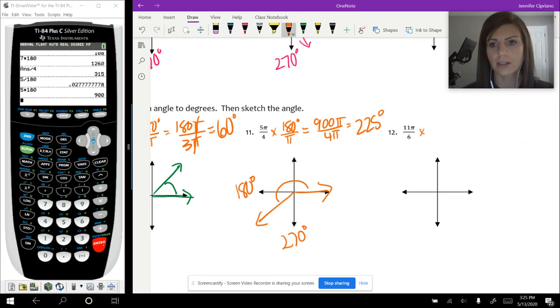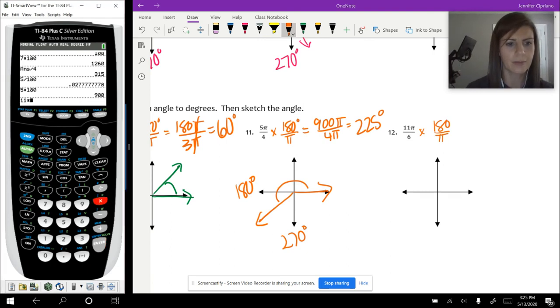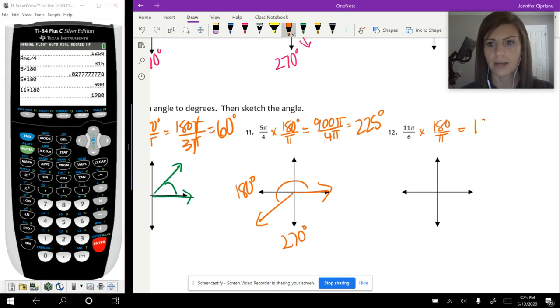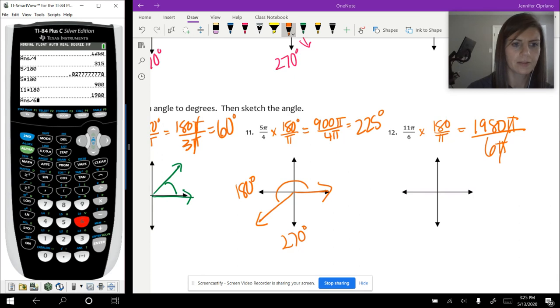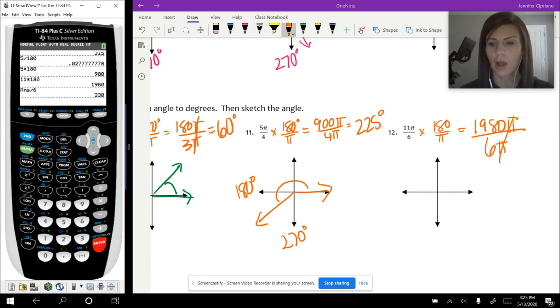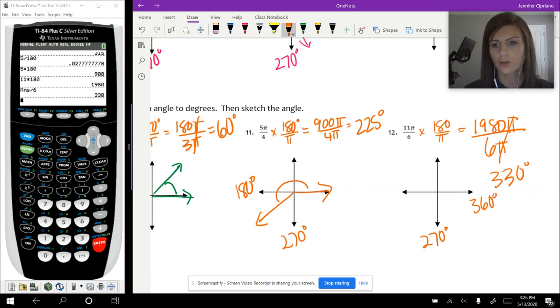And last one, 11 pi over 6. So converting this one to degrees first, you have 11 times 180, which is 1,980 pi, divided by 6 pi. So our pi's cancel. Divide by 6, and that ends up being 330 degrees. So 270 and 360, 330 is going to be somewhere between those. So starting at 0, rotating, 330 would be somewhere like right here.